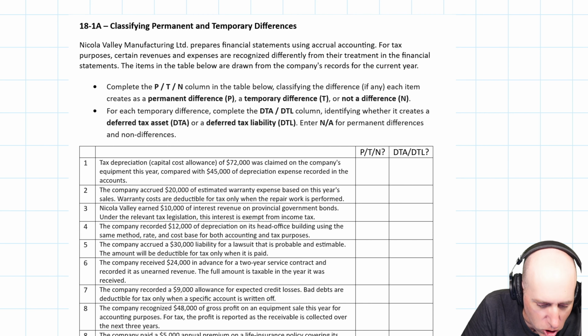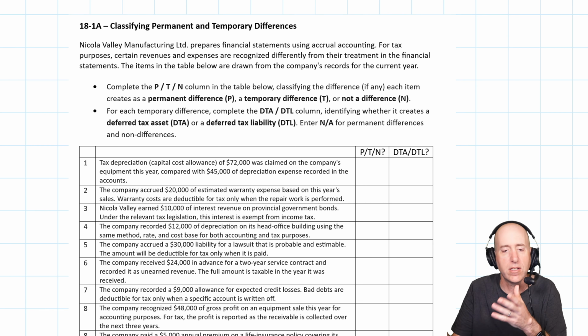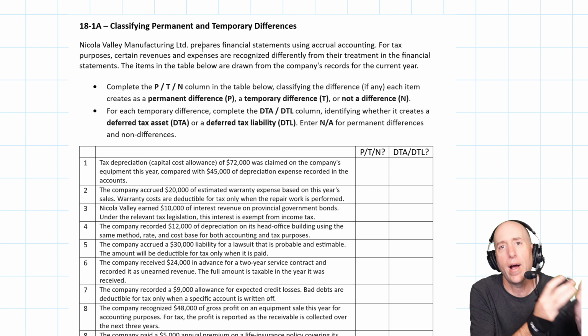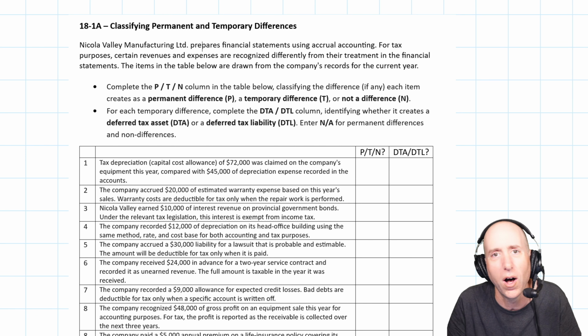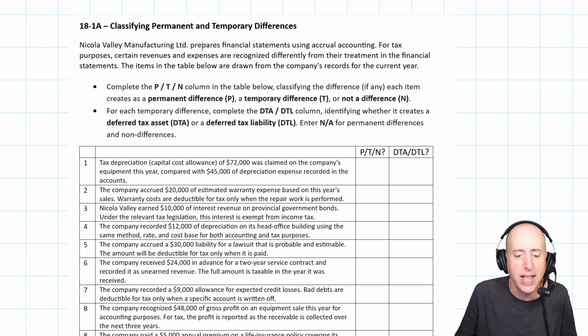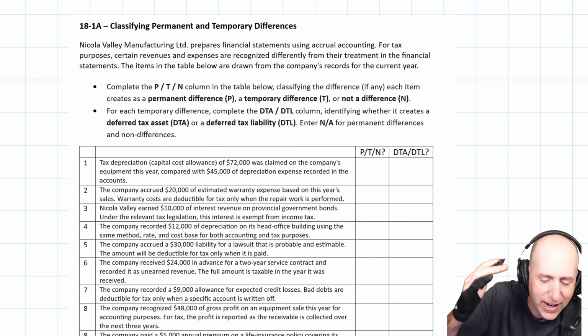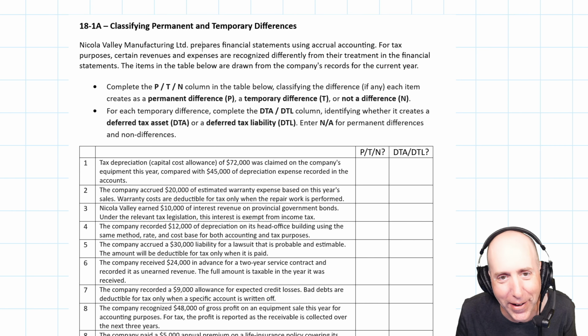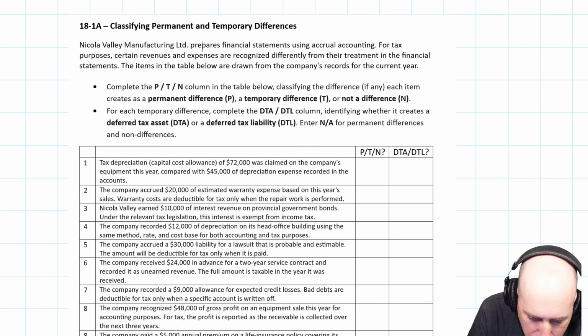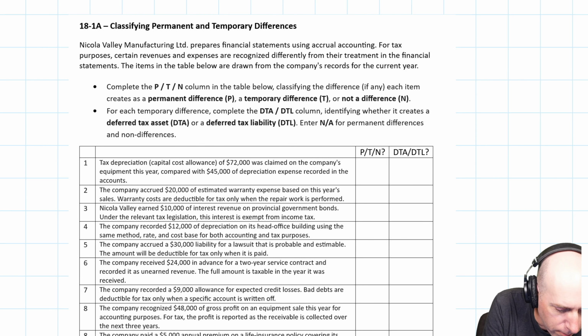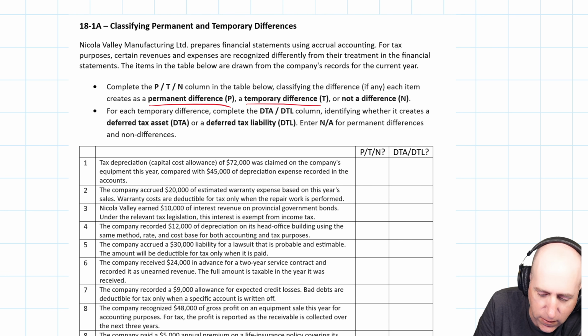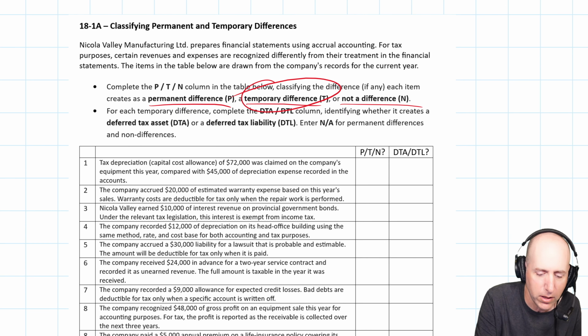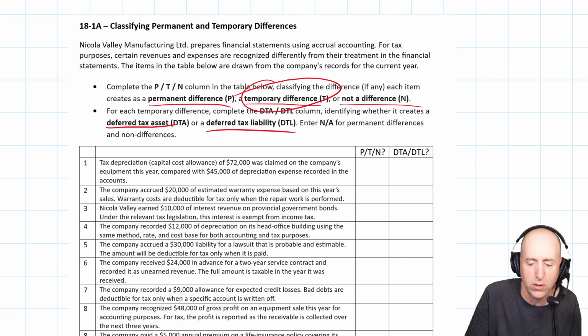For tax purposes, certain revenues and expenses are recognized differently. So there are differences between GAAP or IFRS and the tax law of whatever country we're looking at. That difference in tax treatment potentially creates these deferred tax assets and liabilities, a big topic of our chapter. The items in the table below are drawn from the company's records for the current year, and we're going to complete the PTN column. P is for permanent differences, T for temporary differences, and N is not a difference, and those temporary differences are going to create deferred tax assets and deferred tax liabilities.